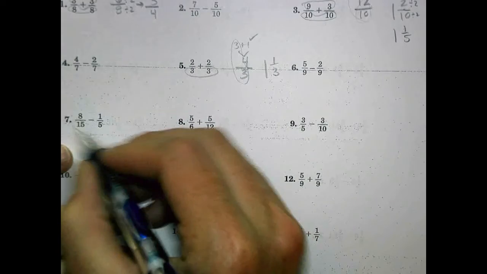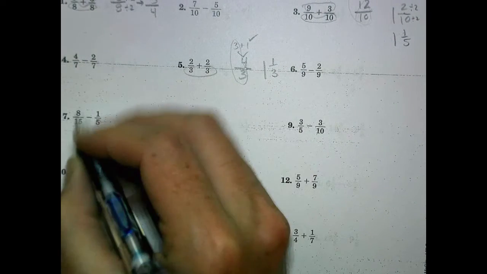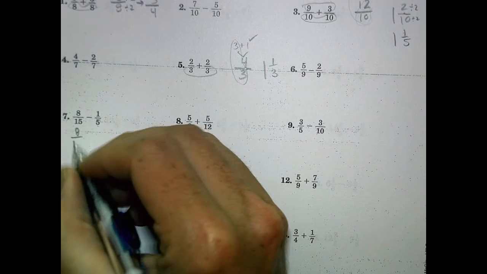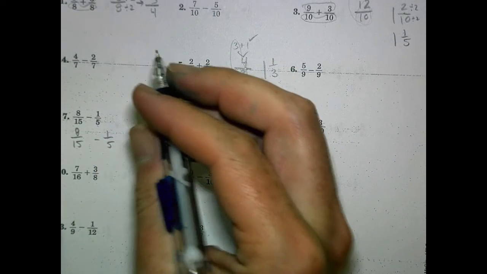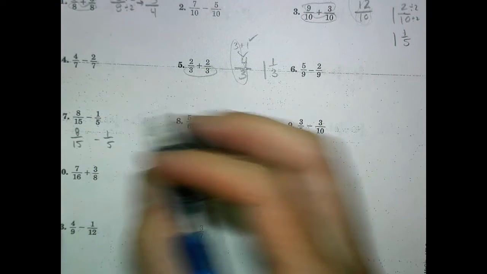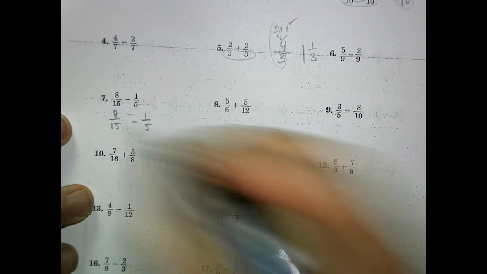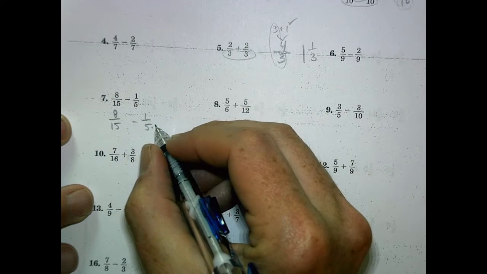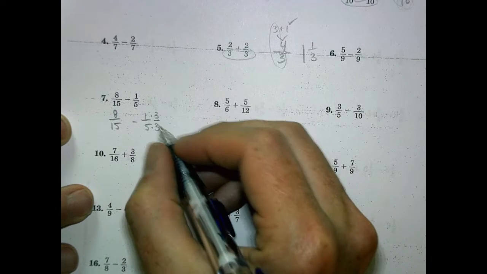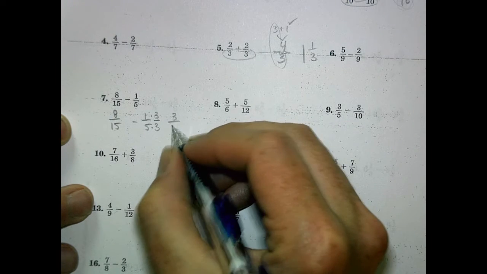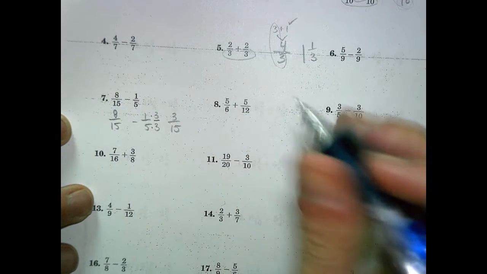Number 7. All right, different denominator, so I have to do some work here, right? So let's rewrite this one. We have 8 over 15 minus 1 over 5. And what I want to do is find a common denominator. I know that 5 has something in common with 15. If I multiply it by 3, do the same top and bottom, I'll end up with what? 3 over 15. And it's still a minus there, right?